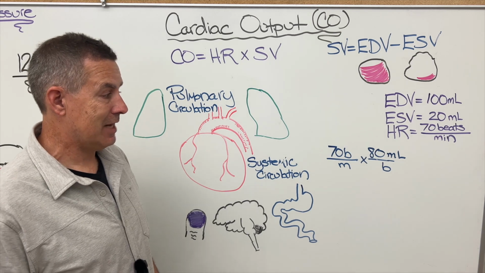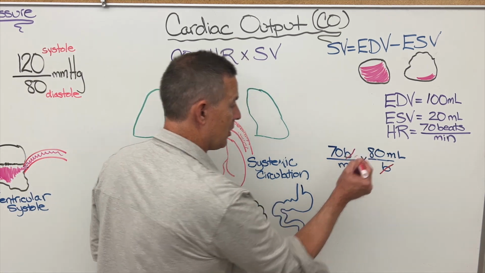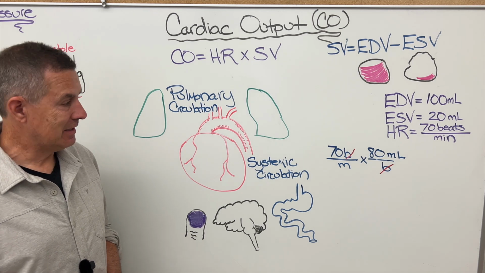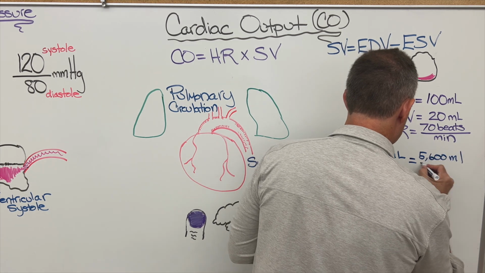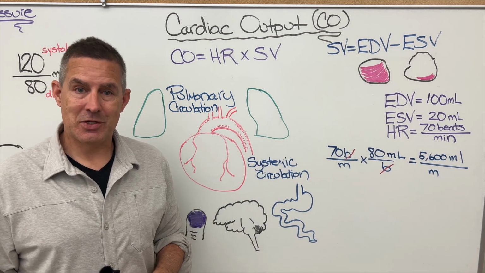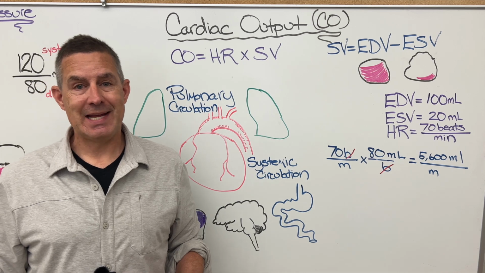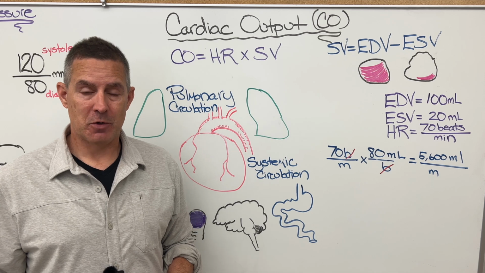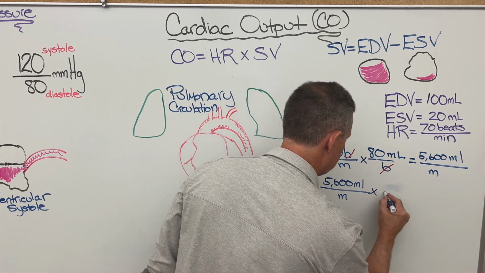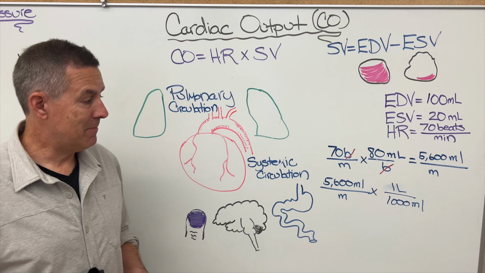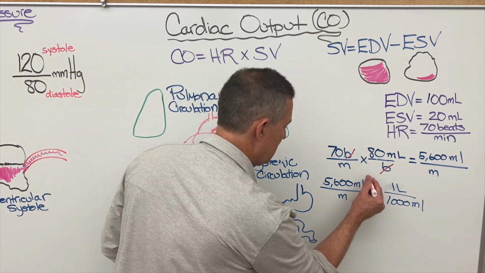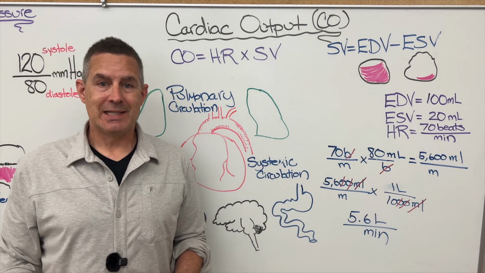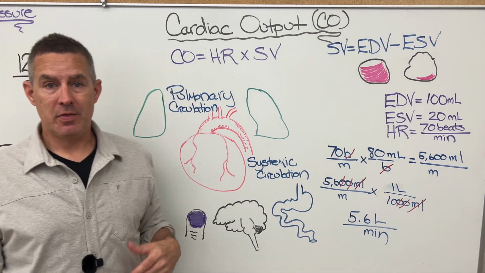Okay, so we can cancel out some things, and those things are beats, and this is going to leave us with 5,600 milliliters per minute. But because we already said cardiac output is generally reflected in liters per minute, we need to convert milliliters per minute to liters per minute. And now we can cancel out milliliters and cancel out some of the zeros, and we end up with 5.6 liters per minute is cardiac output, and that's fairly accurate.